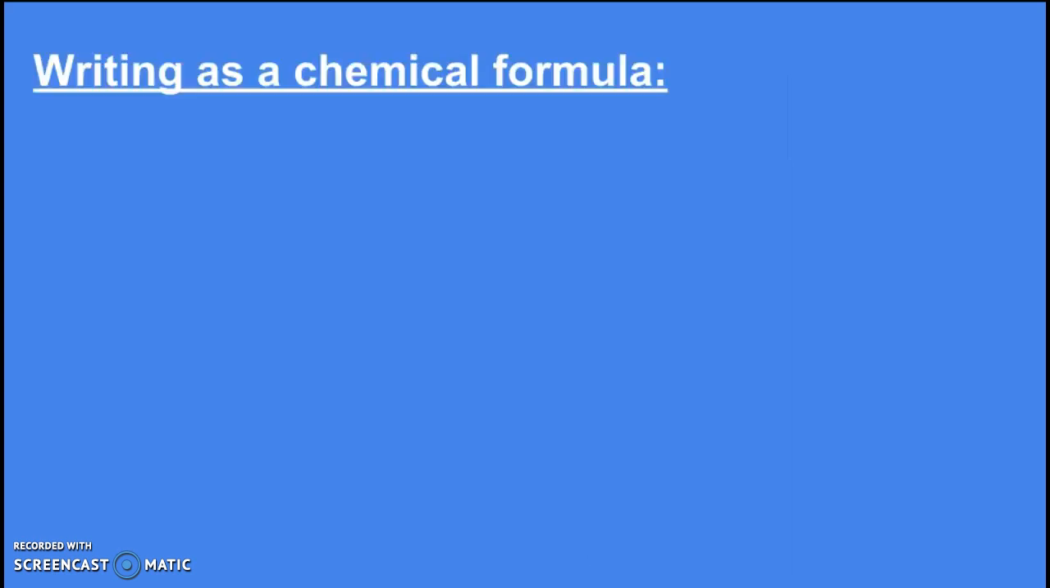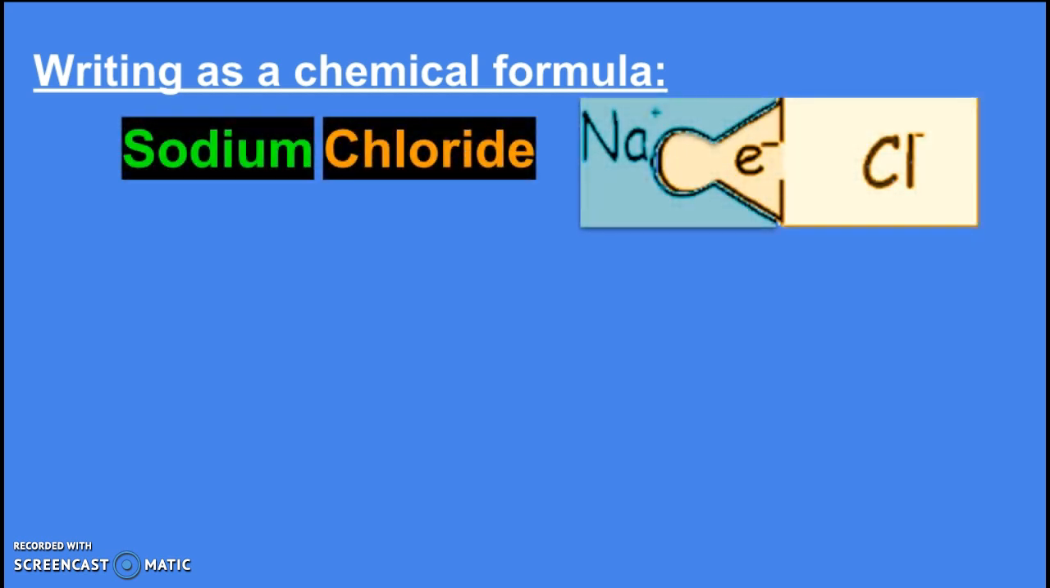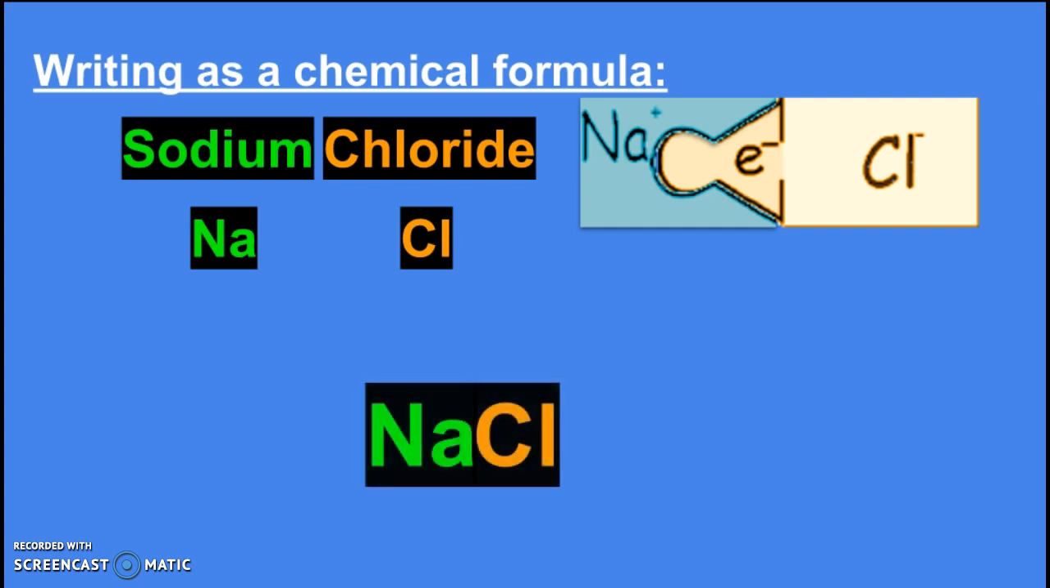So then how would we write that as a chemical formula? Remember, chemical formulas tell us two things. It tells us what elements make up that compound, and it tells us the ratio, or how many of each element. So for sodium chloride, you would take the elemental symbol for sodium, start with that, and the elemental symbol for chlorine, which is Cl. We have one atom of each, so we put it together and we have NaCl.